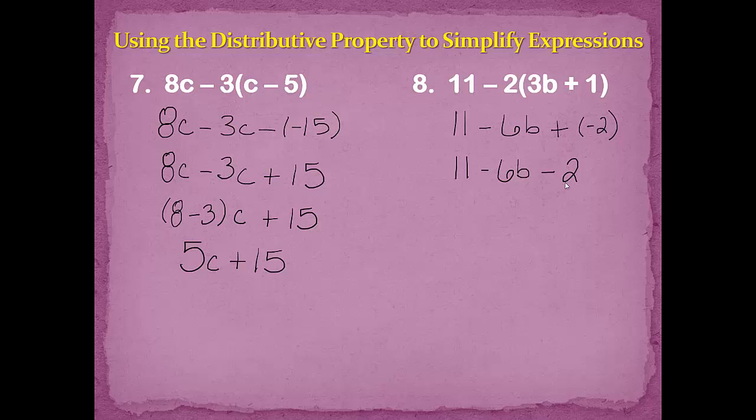Now I can rearrange my problem so that I have my like terms together. So what I can do this time is rearrange the first two, and I'll bring the 6b to the front, but notice that it has the negative in front of it, or the minus, so that's going to have to go with it. So negative 6b, and when I move this 11 over, there's no sign in front of it, so that would actually be plus, so plus 11 minus 2. So now I have negative 6b, and then 11 minus 2 is 9, so plus 9.